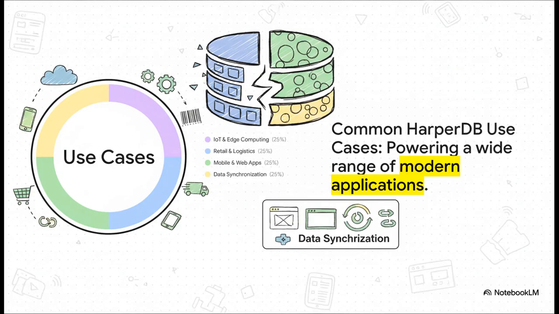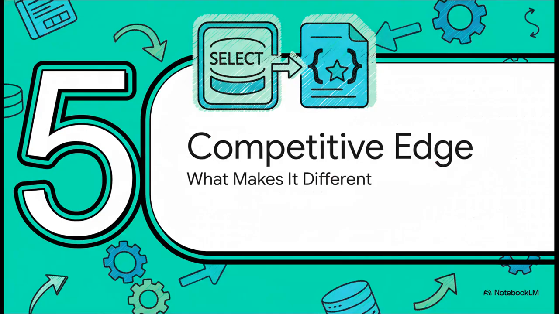And because it's so flexible, you see it popping up in all sorts of places. We're talking Internet of Things devices out in the wild, massive retail and logistics systems tracking packages across the globe, and of course, your everyday mobile and web apps. It's that versatile. So to really see where it fits in, let's put it side by side with some other players in the space. What makes HarperDB really different?